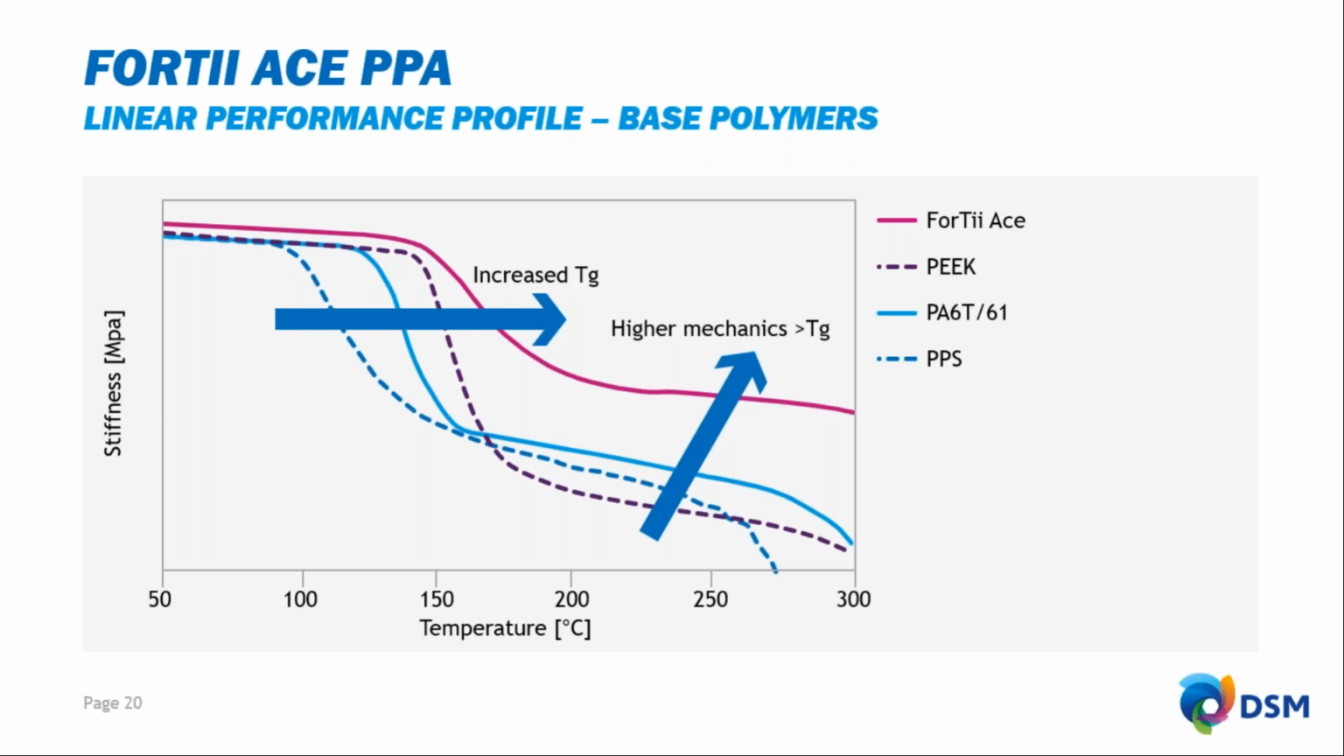So comparing to traditional PEKK product, again, these are all base polymers. These are all unreinforced. So we look at above the TG of the products, the 4T ACE has a very good mechanical property profile above TG and up to beyond 200 degrees C.